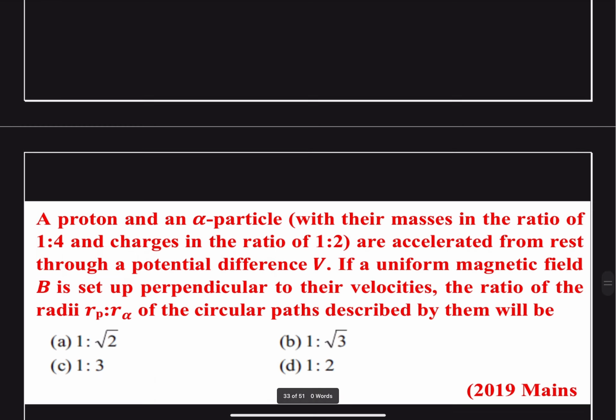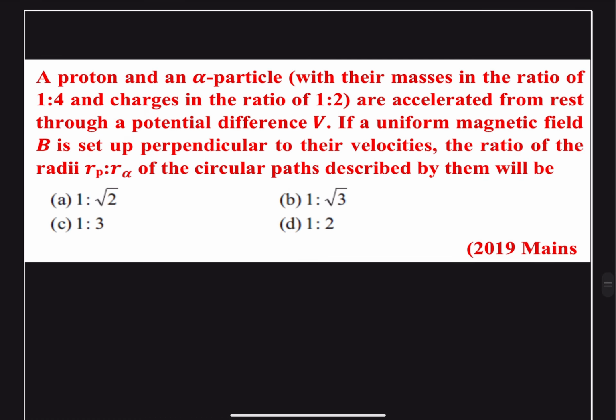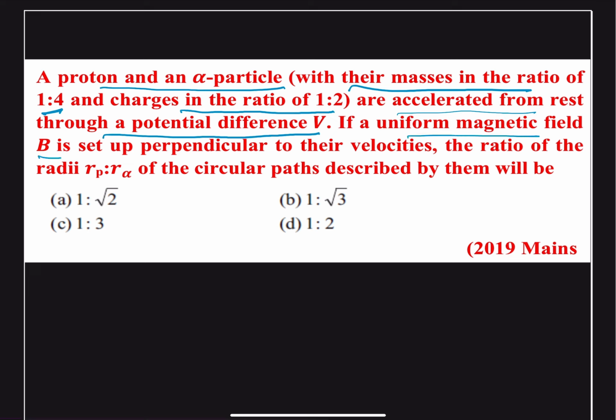and in this question it is said that a proton and alpha particle with their masses in the ratio 1:4 and charges ratio 1:2 are accelerated from rest through a potential difference V. If a uniform magnetic field B is set up perpendicular to their velocities, the ratio of the radii, that is radius of proton to radius of alpha, of the circular path described by them will be.